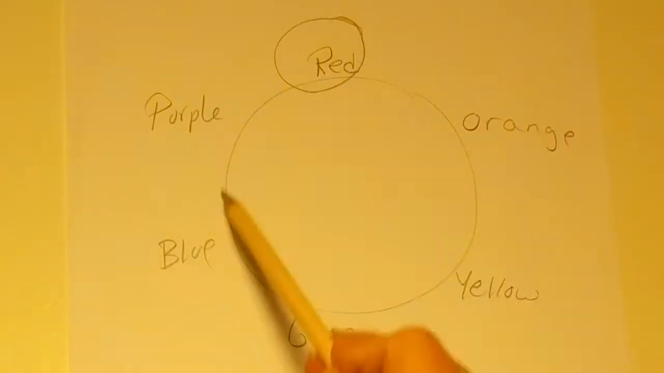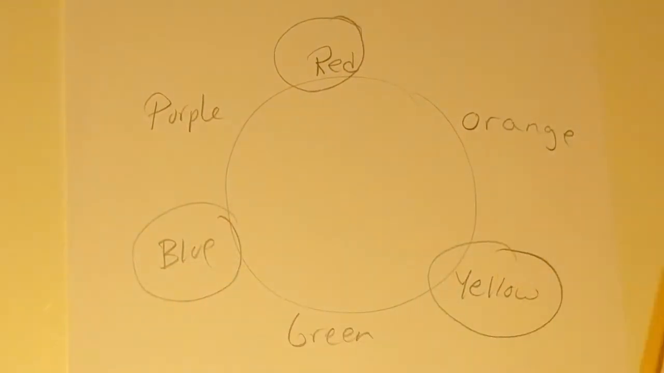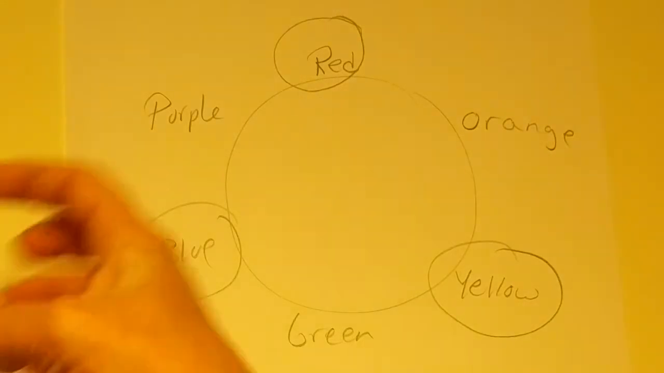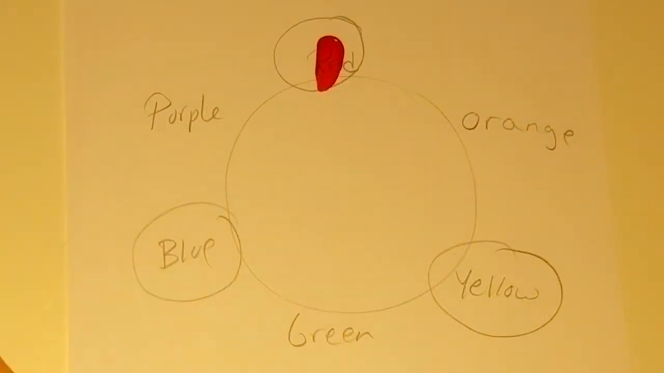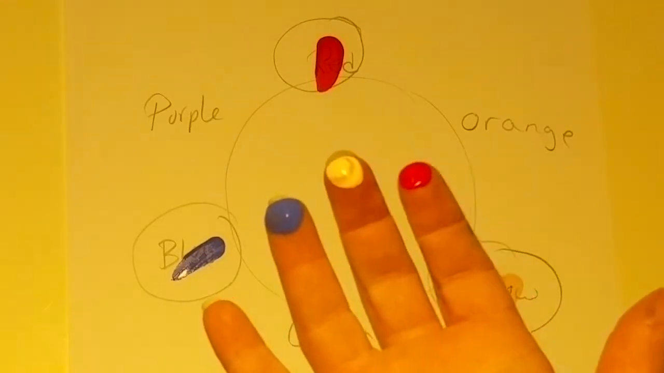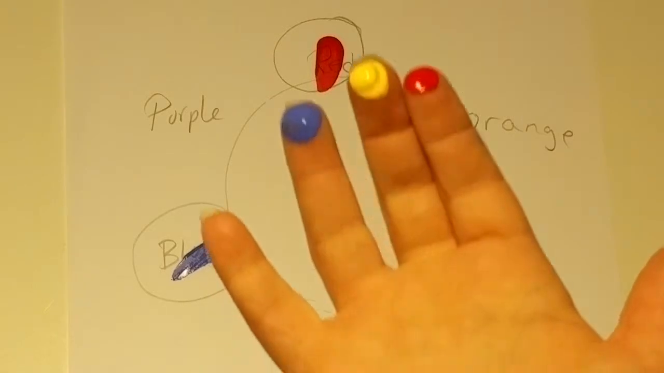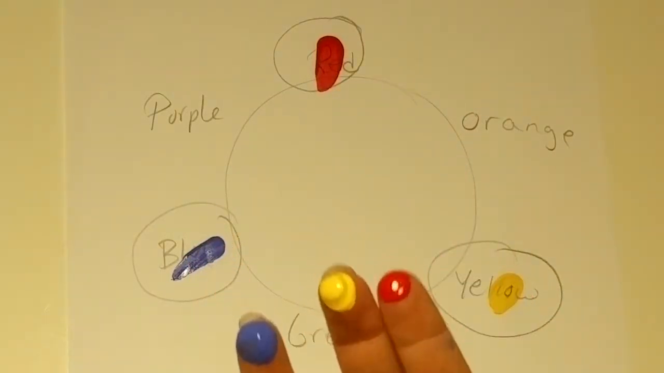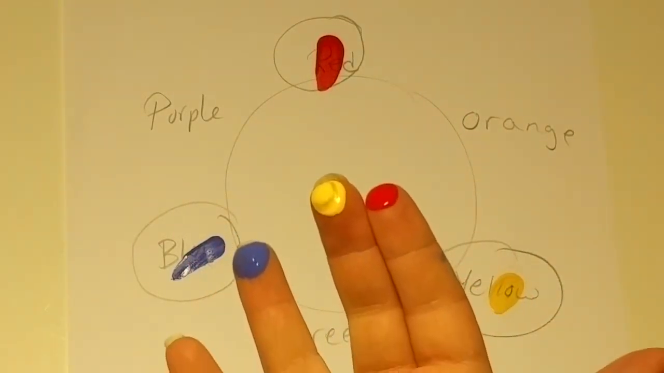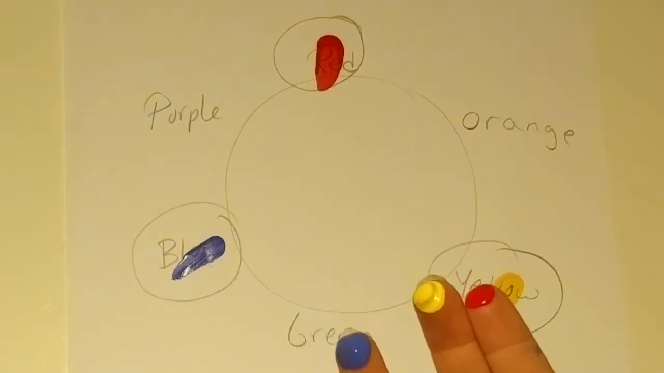This color here, this one, and this one, which are red, yellow, and blue, are called primary colors. No matter what you do, you cannot make those colors. They are simply the color of the pigment. Now, I have the colors on my fingers, right? If I took red and yellow and put them in the same spot, what do you think I would get?